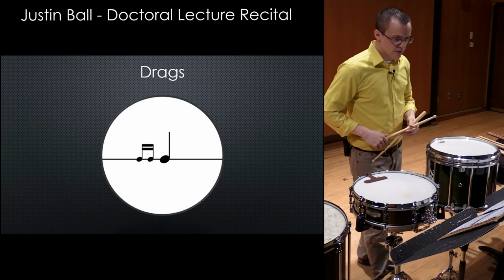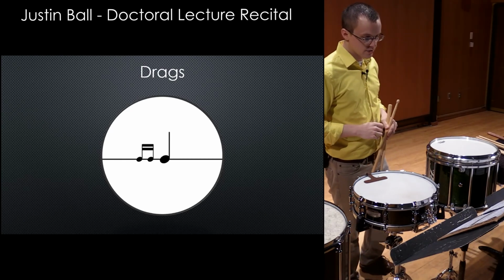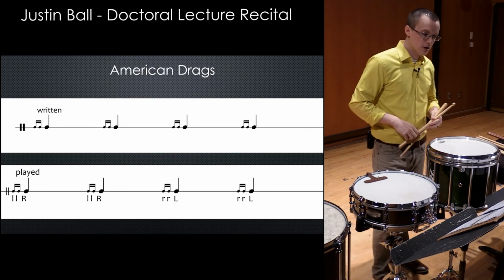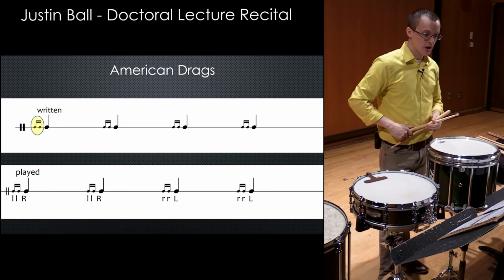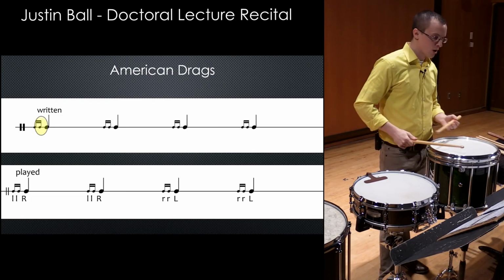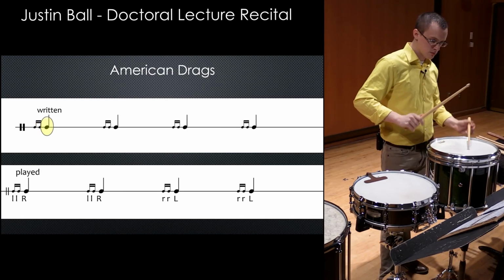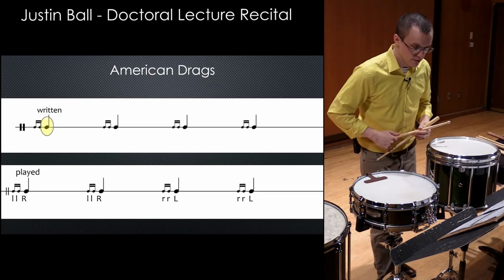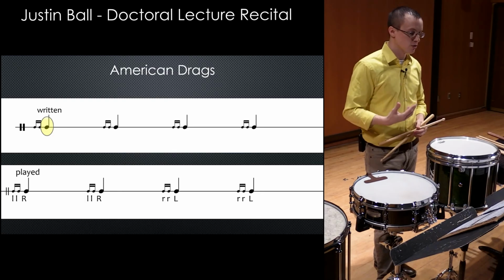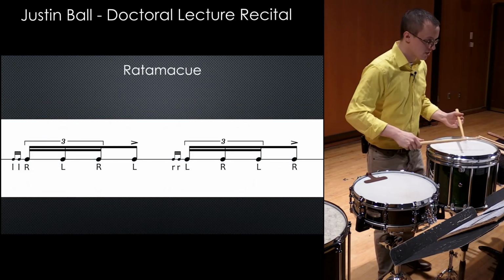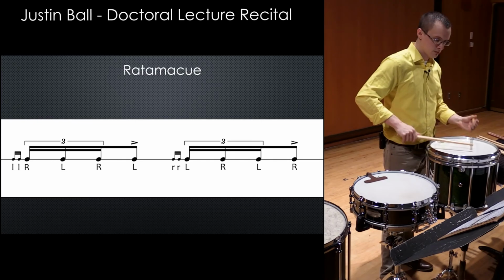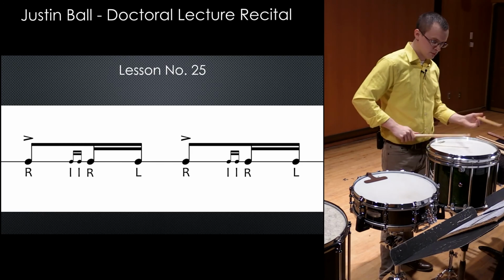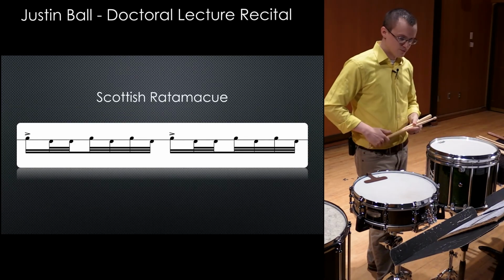Another unique characteristic of pipe band drumming is the approach to drags. American drags, both rudimental and orchestral, are played in an open style, using a single double stroke at a grace note volume, followed by a primary note. We use this style of drag in combination with single strokes to create rudiments such as the Rudiments, Lesson 25, and a variety of others.